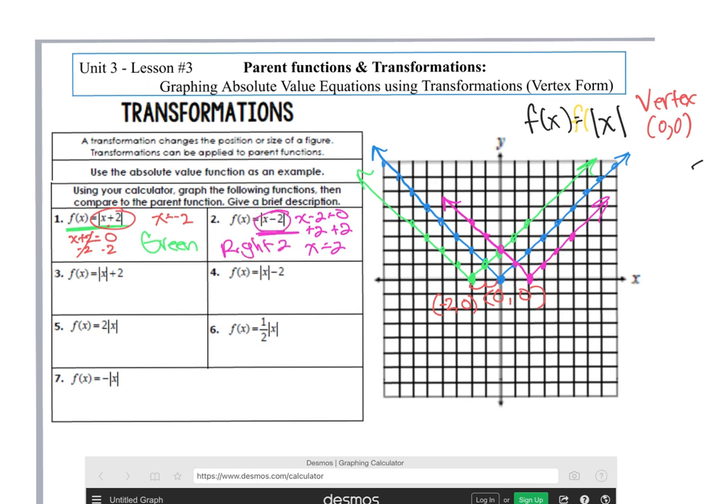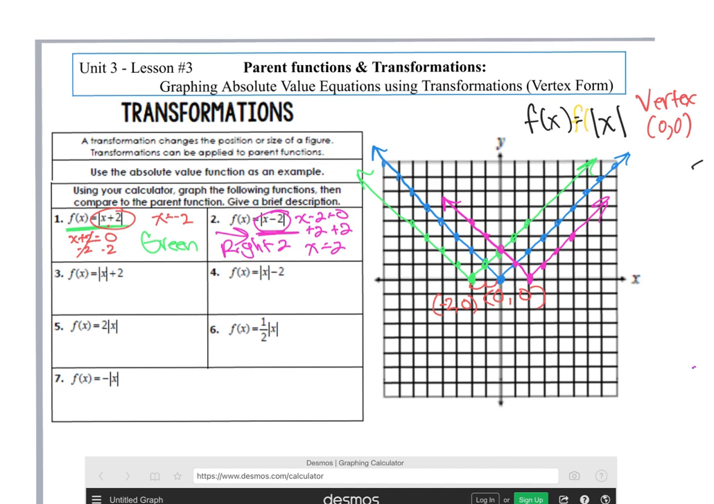Okay, so it went right 2 spaces. So again, we had a minus 2 inside the absolute value bars, and it actually moved our vertex 2 spaces to the right. So interesting. These are all going to apply to our rules later on. But so plus means it moves left, minus means it moves right. That's our vertex.